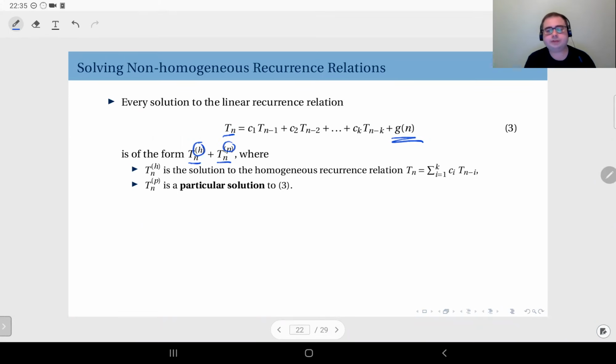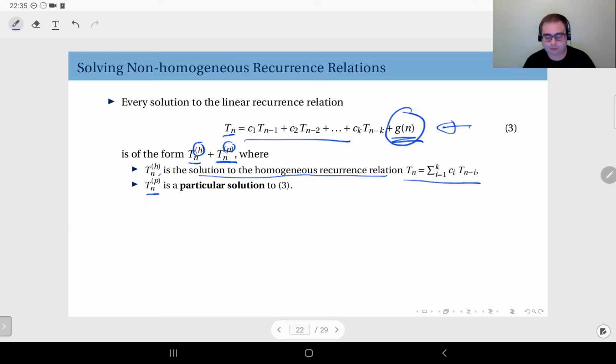This is a little bit similar to non-homogeneous differential equations, if you have taken any differential equations course. You also had to compute homogeneous and particular solutions. This is exactly the same here. The homogeneous part is the solution to the homogeneous recurrence relation given here. Well, this is the exact same equation except for the g n term. And this here is the particular solution to this given recurrence relation.